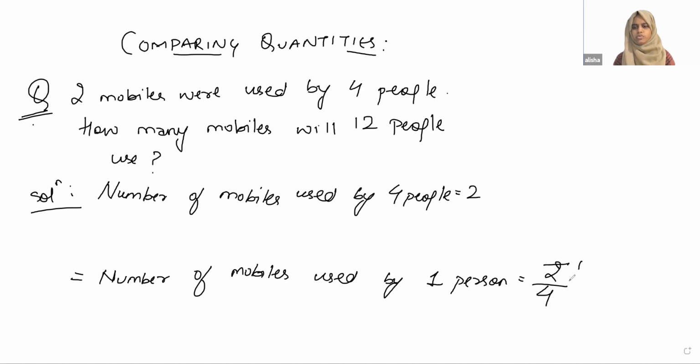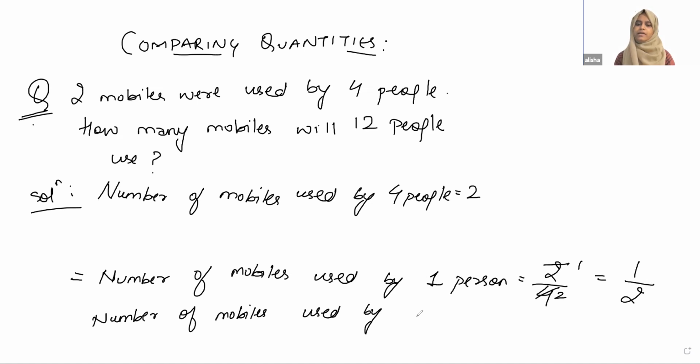Yes, ma'am. So 2 ones are 2, 2 twos are 4, equals to 1 by 2. So what is the answer? The number of mobiles used by one person came to be 1 by 2. Right or wrong? Right, ma'am. Now it is easier for me to calculate how many mobiles were used by 12 people. So what would be my statement next? Number of mobiles used by 12 people is equals to how much, Aisha?